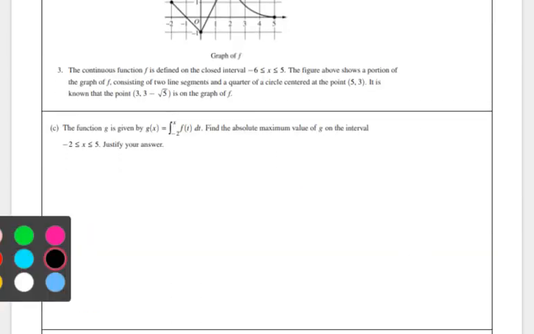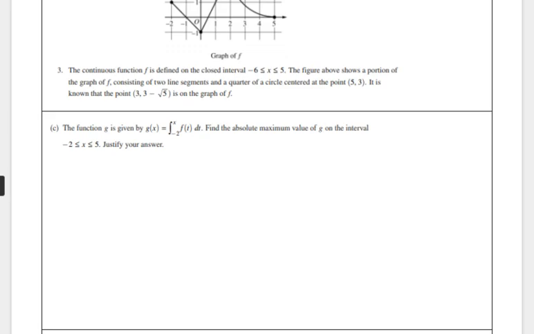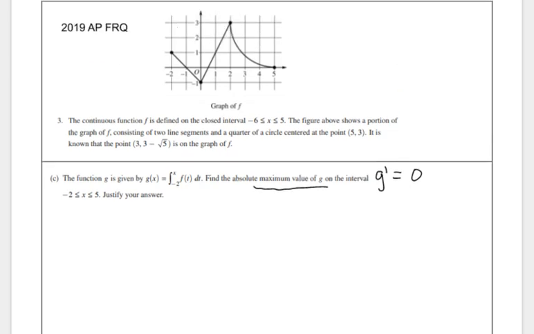Moving on to part C, let's see, what are we asked? So we're given this function g that's an accumulation function, and we want to find the absolute maximum of g. So in order to find an absolute max, we know we need the endpoints, but we also need the critical points. So we need to know when is g prime equal to 0. Well, we were given this accumulation function, so if I want to find g prime of x, I can just take the derivative of this integral, and so I can just get f of x. So that's going to be important as we look through here.